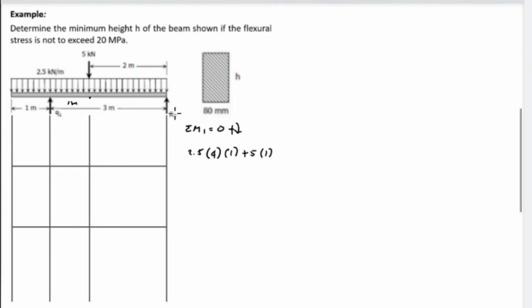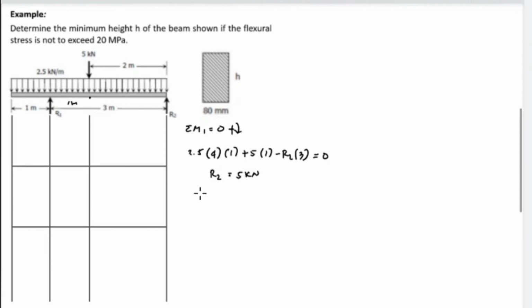Next, we have the reaction at point 2 or R2. So we have R2, and the distance from point 2 to point 1 is equivalent to 3 meters. So we multiplied by 3, and the direction is counterclockwise about point 1. So this is negative sign, and equate that to 0. R2 is equivalent to 2.5 times 4 plus 5, and then we divide by 3, and the value for R2 is equivalent to 5 kilonewton.